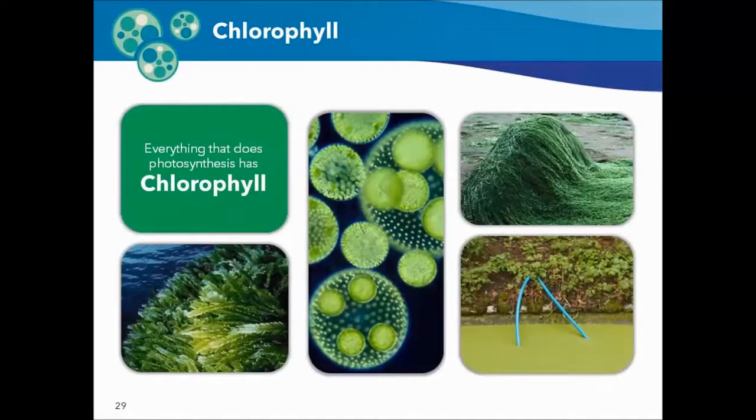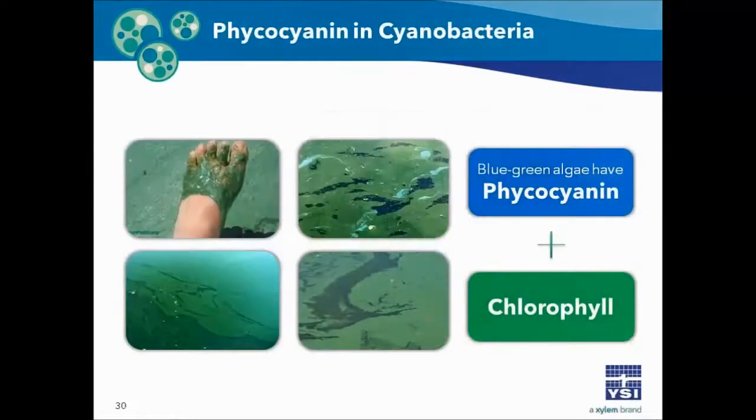It matters because chlorophyll is found pretty much in everything that does photosynthesis. There are a few exceptions to that in the bacterial world, but basically if it's green, it has chlorophyll if it's doing photosynthesis. But phycocyanin is found mainly, albeit not exclusively, in blue-green algae. So they have chlorophyll and phycocyanin just like I showed you. I'm not showing here that then some also have phycoerythrin.